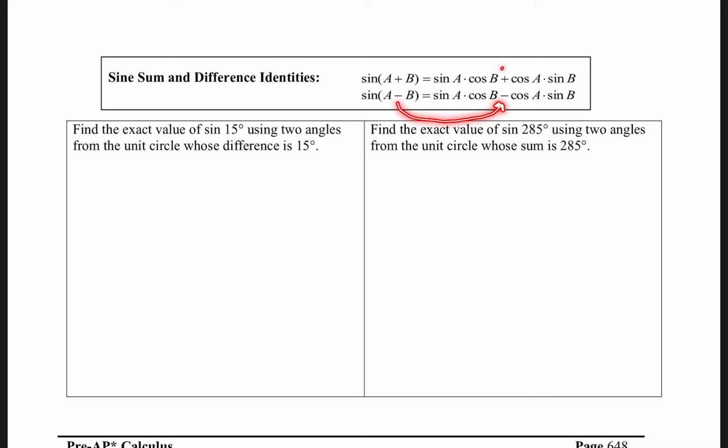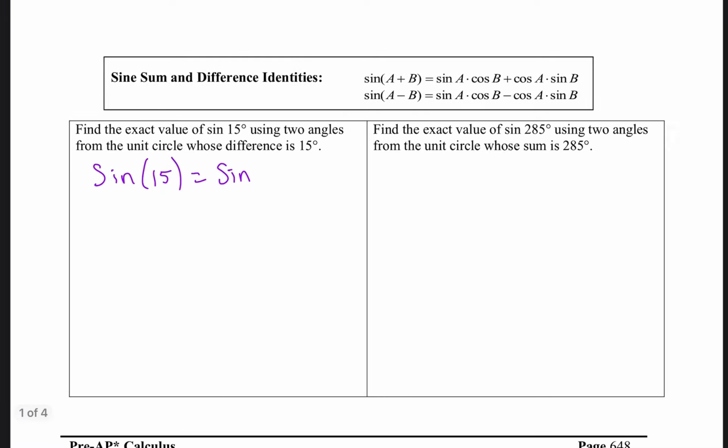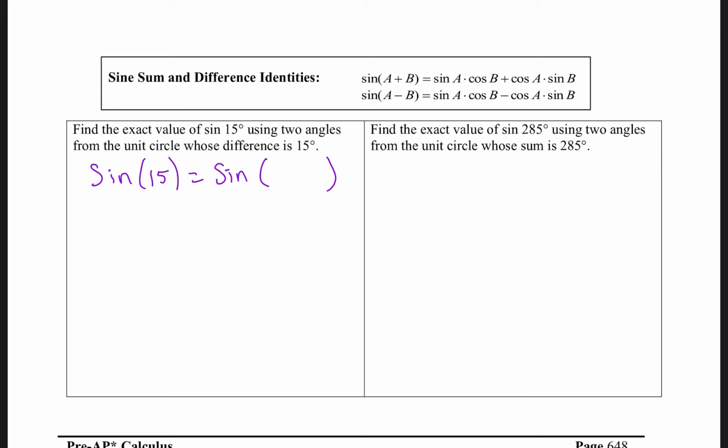Likewise, if you want to do the difference, notice that this minus sign carries over here, but everything else is the same. The only difference is that this plus and minus change. If you're doing addition, we use addition. If we're doing subtraction, we use subtraction. So coming in, let's actually set this up. It says find the exact value of sine of 15 using two angles from the unit circle whose difference is 15. In other words, we take sine of 15, and we want to rewrite this as sine of two numbers that would subtract to give us 15.